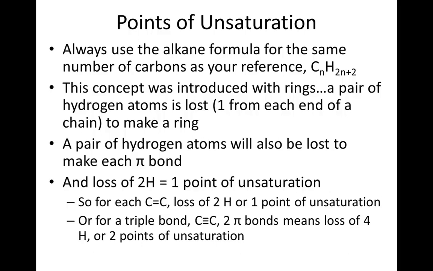And we've kind of looked at this a little bit already when we talked about making rings. You have to have an extra place for another carbon-carbon bond, so you would have to lose a hydrogen off of either end carbon to make a ring. And so that is actually one point of unsaturation. 2 hydrogens are lost for every time you make a ring or a double bond. If you want to make a triple bond, it's going to take 2 hydrogens per double bond, or a total of 4 hydrogens, so that is equal to 2 points of unsaturation.